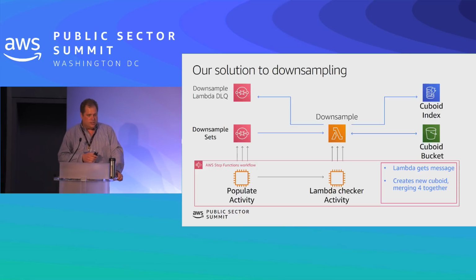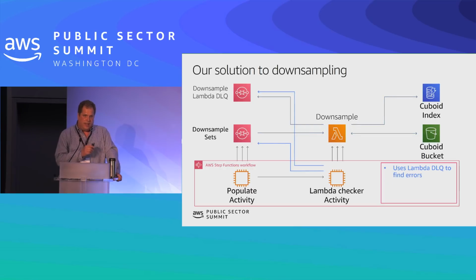So the way we actually check that everything is working okay is we use that dead letter queue. So if a Lambda actually fails, it will go into that dead letter queue and we'll know that work didn't get done. In the end, the Lambda checker goes back and looks at the dead letter queue, makes sure there's nothing in there, and then it also makes sure there's no more work to be done in the downsample set, and then we know that the work is all complete. So this is a way of taking many millions of operations that need to get run and ensuring that they all get finished in the system.